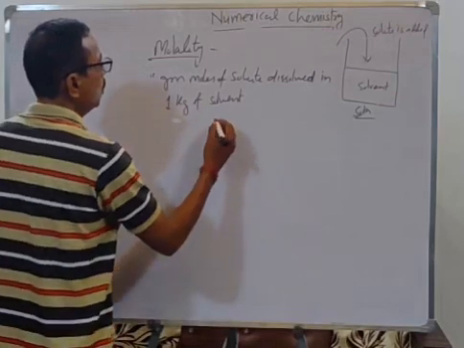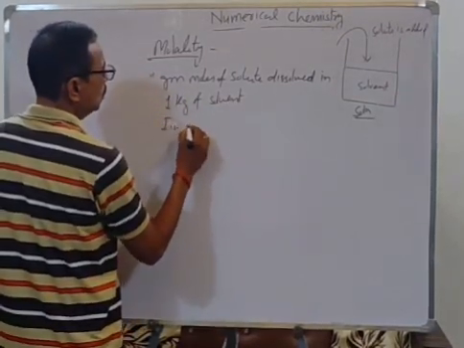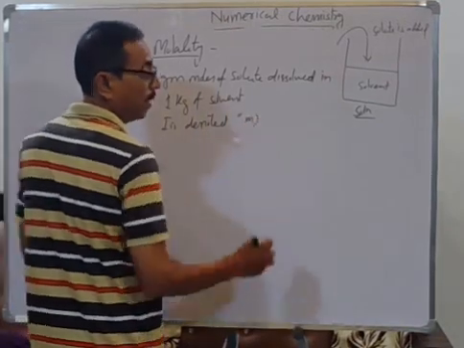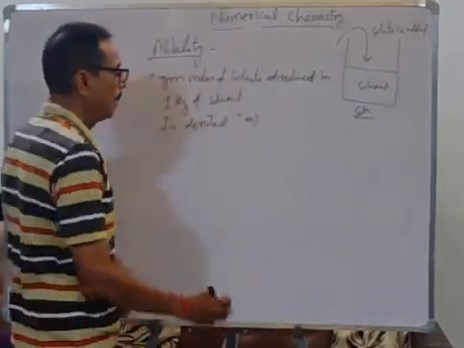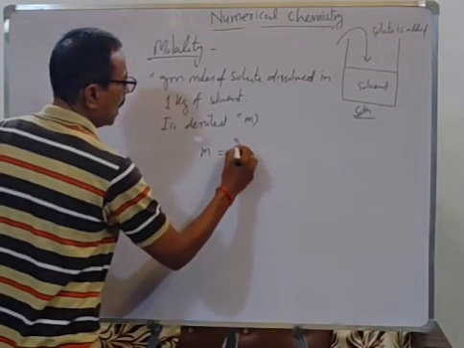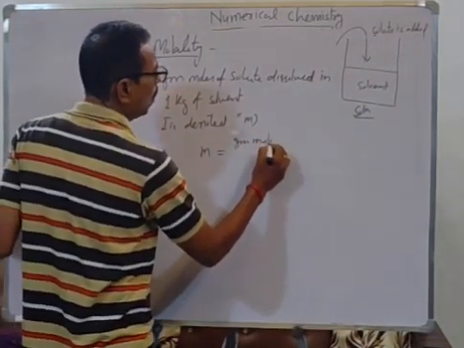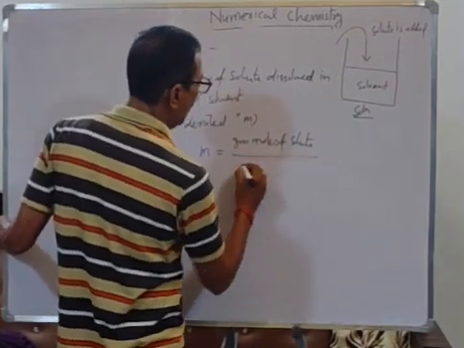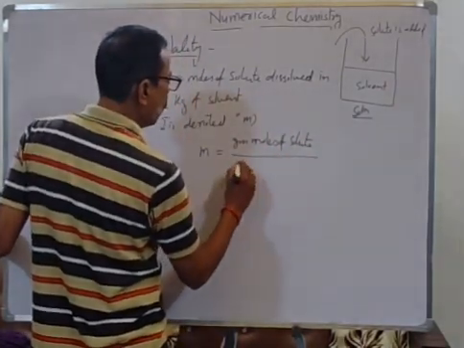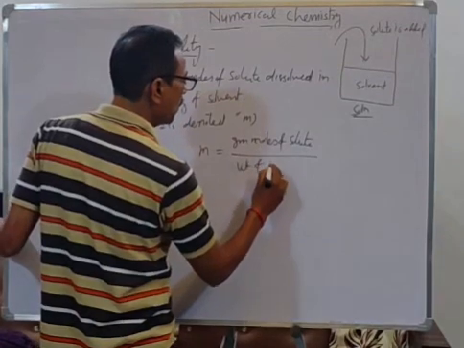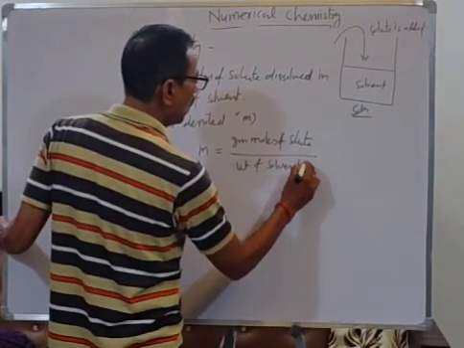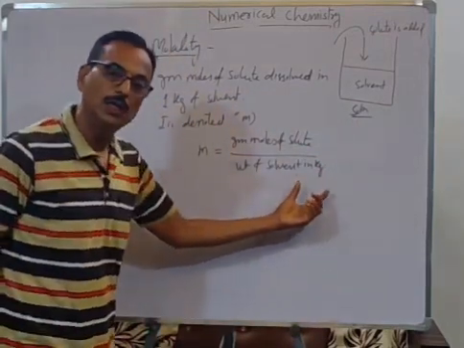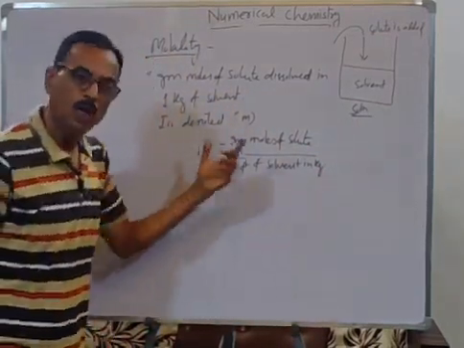So it is denoted by small m, whereas molarity is denoted by capital M. So small m equals gram moles of solute divided by weight of solvent in kg. Weight of solvent in kg, this is the molality.